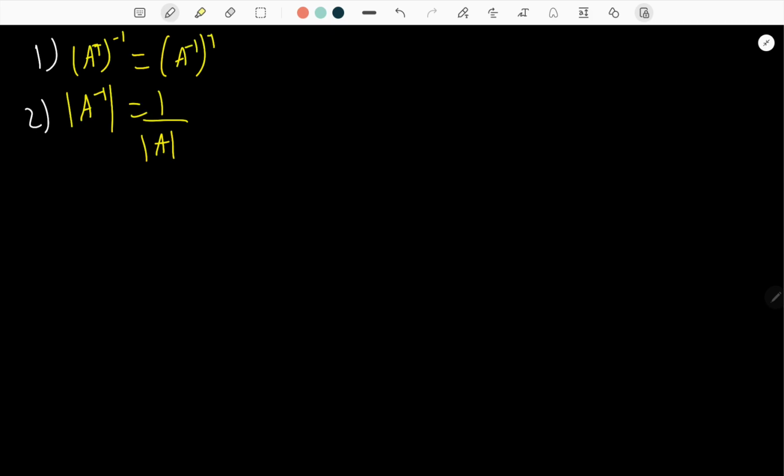So here are two rules you have to remember, because these will be used in solving proving questions. The first one says that the inverse of A transpose is the same as the transpose of A inverse. So that's one rule you have to remember, so that you can swap these two signs. That's a simple way to remember it. And the other crucial one is that the determinant of A inverse is equal to 1 over the determinant of A. So now let's look at some proving questions.